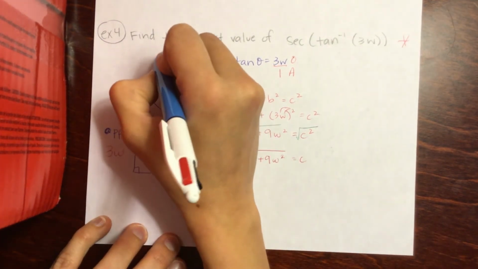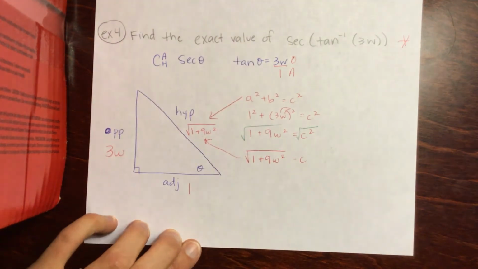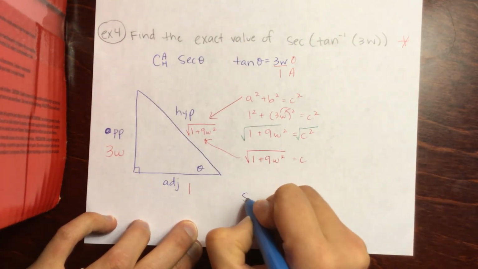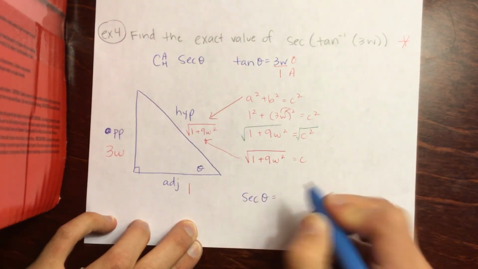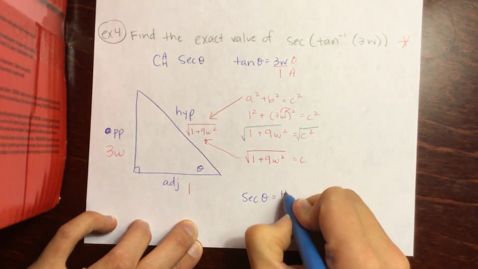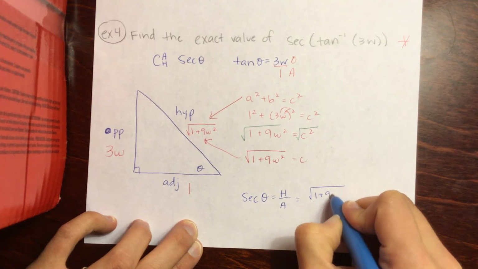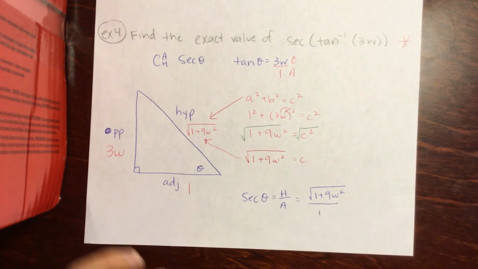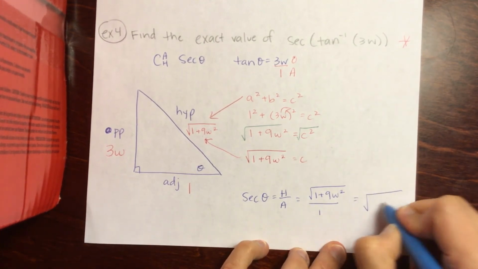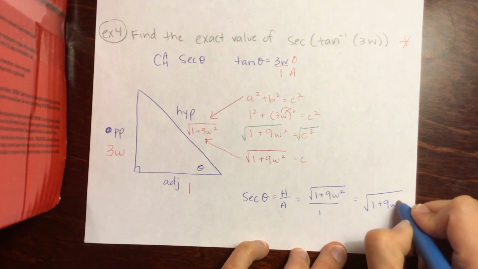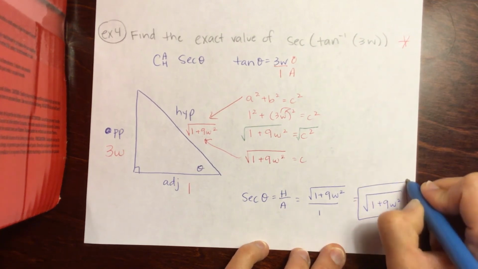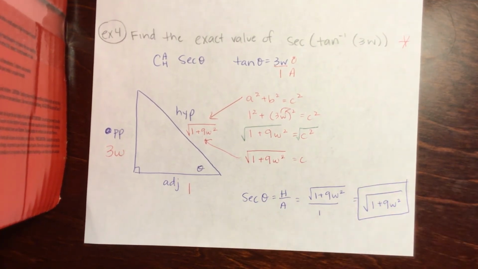All right, reminder that secant is the reciprocal of cosine. So for my secant fraction, you need to flip cosine, so h over a. And my hypotenuse is this crazy thing. My adjacent side's just a 1, so your final answer, you don't really write things over 1. If you do on your test, I will not count off. It's just weird to write it that way. So there we go. We're done.